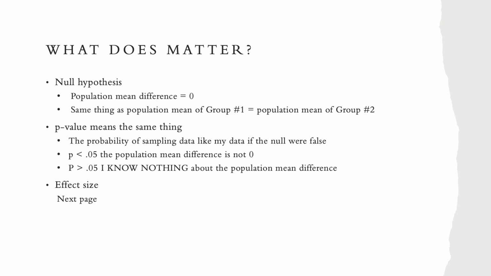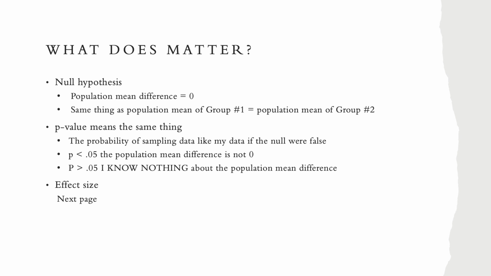What does matter? Your null hypothesis is that your population mean difference is 0. I'm going to state it this way. You're going to see other people state it as the population mean of group 1 equals the population mean of group 2. I like to simplify stuff. We're not comparing two different distributions. We're looking at a distribution of mean differences like we did in class when we introduced p-value.